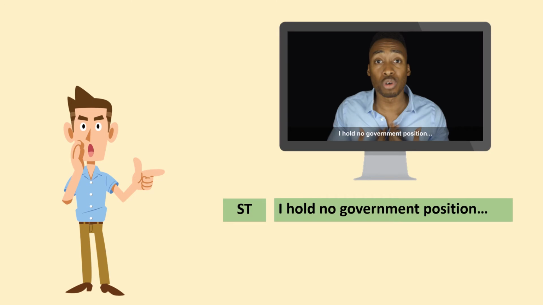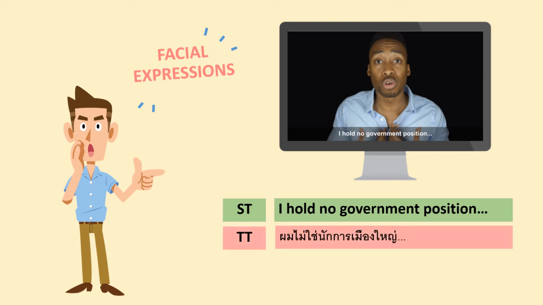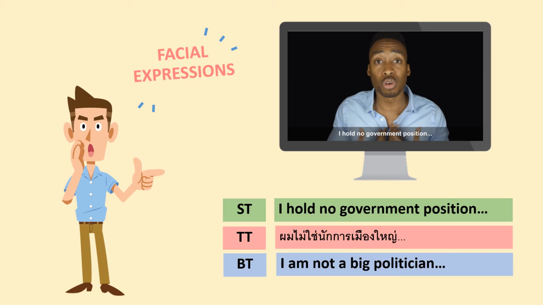In this scene, Prince is saying that I hold no government position with the tone of satire, so it cannot be translated literally or word for word. Looking closely at the intention of the speaker via multimodal analysis, he wants to satirize that he is not a big shot, as we can clearly see from his facial expressions. Under the submode of body language of the core mode of image, in my opinion, the sentence should be translated as ผมไม่ใช่นักการเมืองใหญ่, which can be back translated as I am not a big politician.